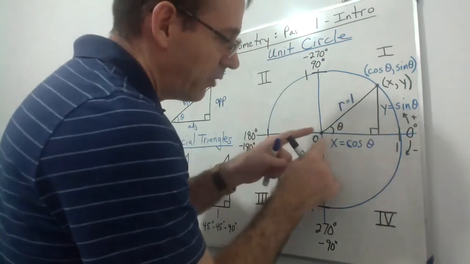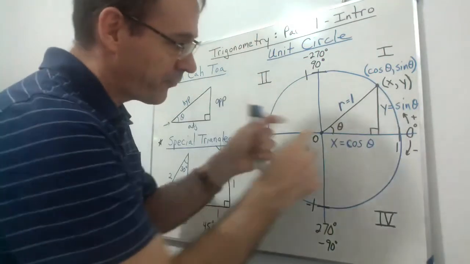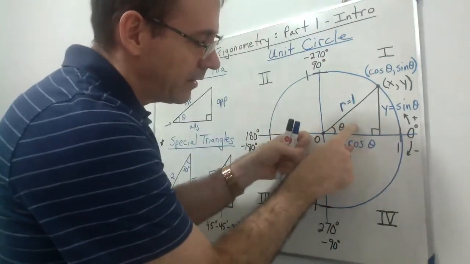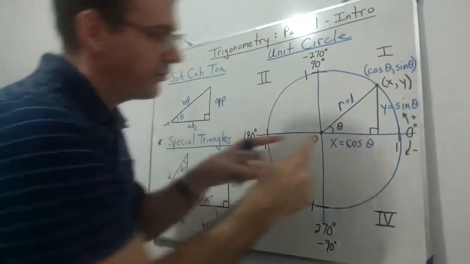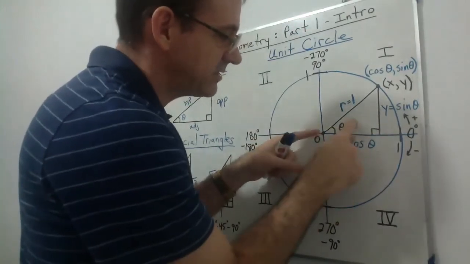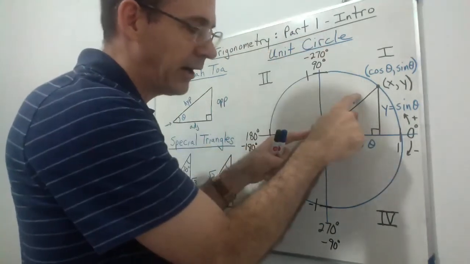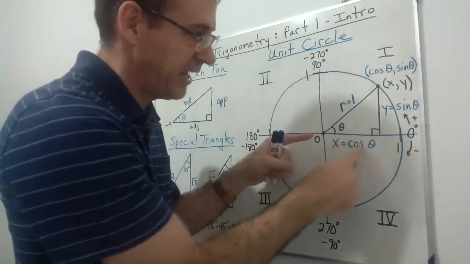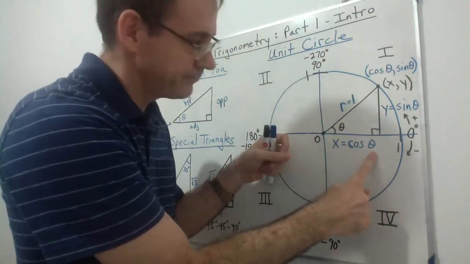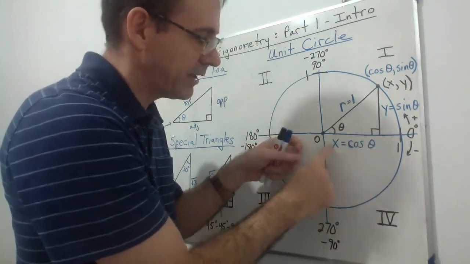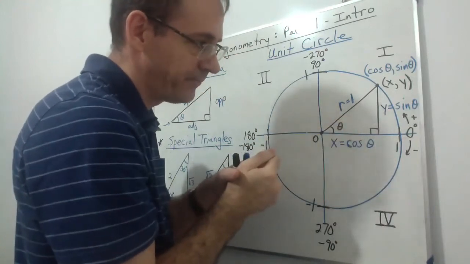So here, notice if we do our Soh Cah Toa on this triangle, from this angle, the x is the adjacent side. Since x is the adjacent side, adjacent over hypotenuse, and because we're dealing with the unit circle, our hypotenuse is 1. So adjacent over 1 is the cosine. So the x-coordinate, or the x-axis, is the adjacent side of my triangle.